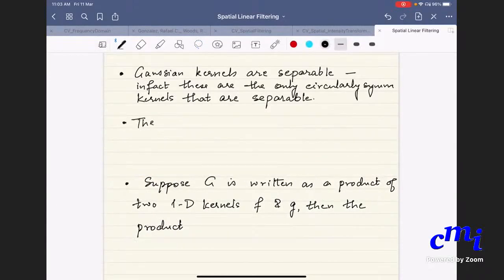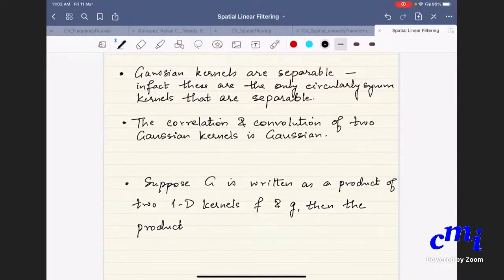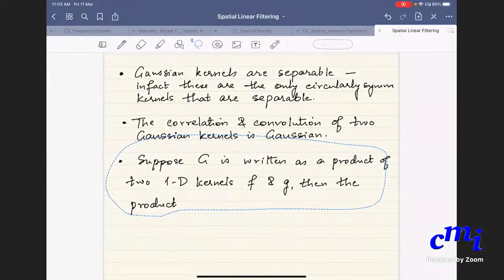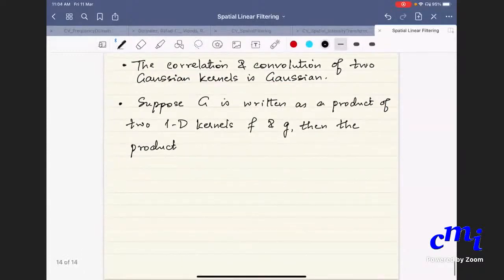Yeah, the correlation and convolution. These are just two kinds of products, we can think of it that way, of two Gaussian kernels, and the result is Gaussian. So suppose now you have separated G as a product of two one-dimensional kernels, small f and small g. Suppose the mean and the standard deviation for small f and small g are given by, say, mf, mg, sigma f, sigma g.